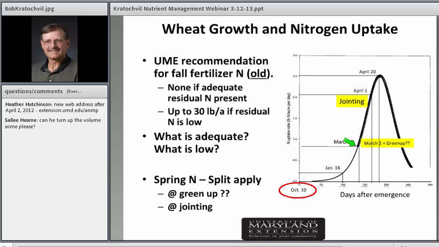Split applications are recommended. The first application goes out at green up. I have a couple of question marks there because what exactly is green up? The state defines green up, as you can see where this pointer is right there, as March 1, or that's how they've described it in the last few years. And the other half of the spring nitrogen, or not necessarily the other half, but the remaining amount of spring nitrogen that's going to be used, goes out at jointing.